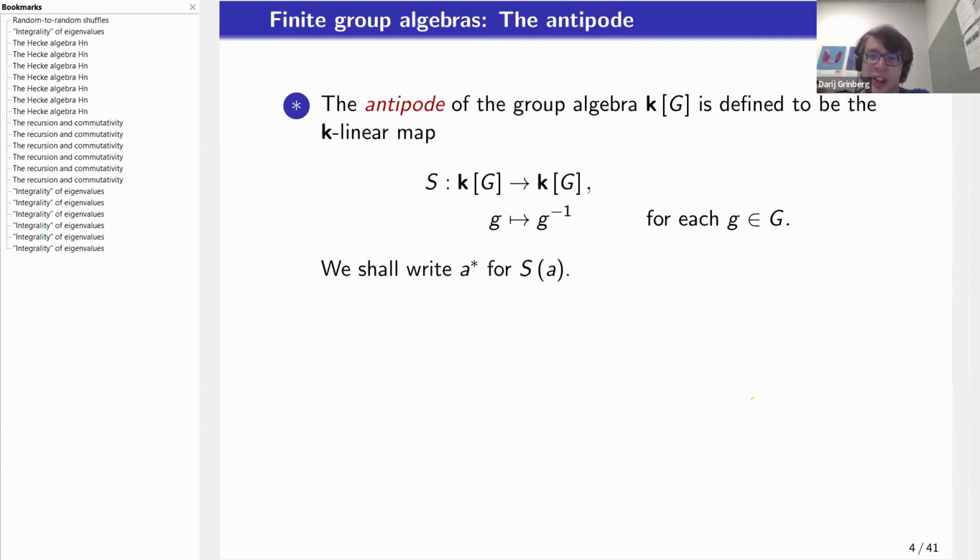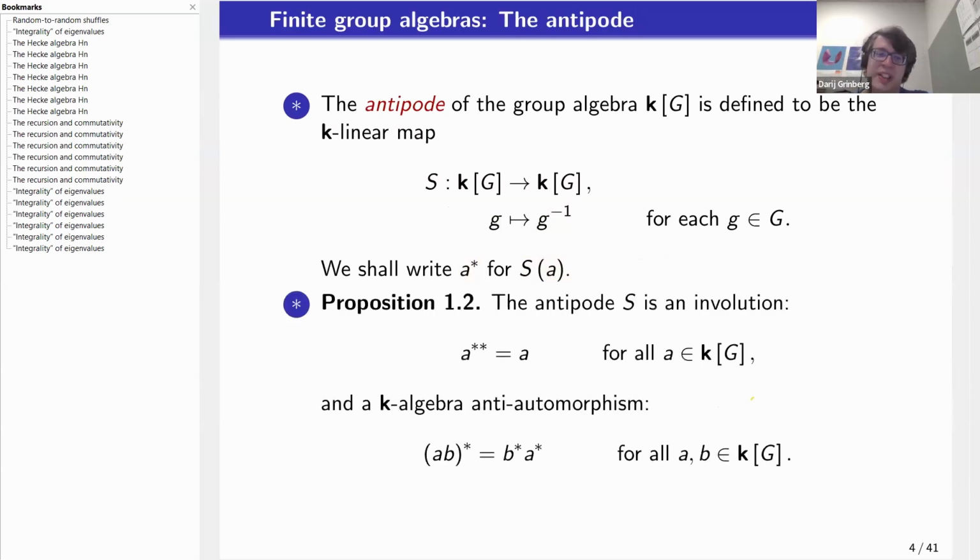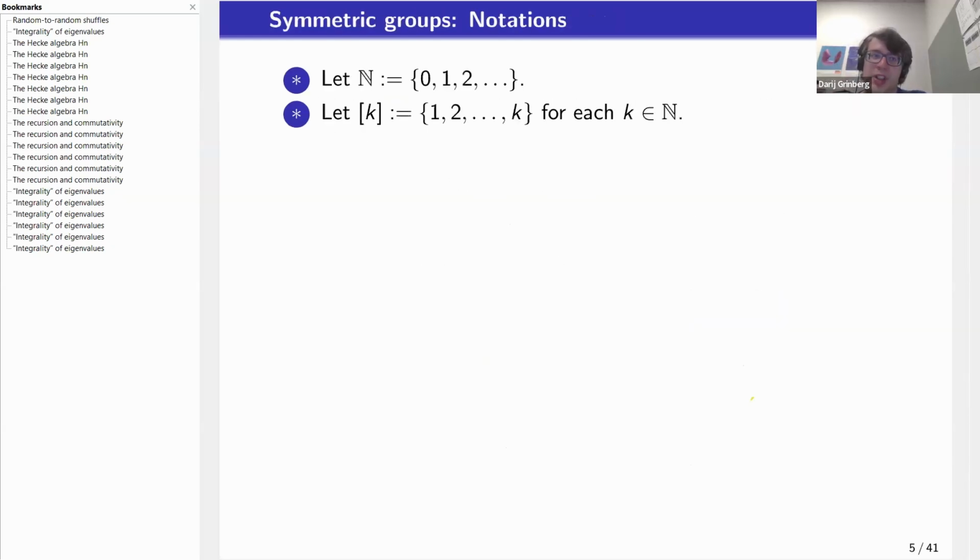One more general feature that group algebras have is the antipode. That's just a linear map that sends every element of the group to its inverse. And when you apply this map to an element A, you call it A star. So the star is the map. Notice that A star star is always A, so this is an involution. And also (AB) star is B star A star, so it is an anti-automorphism of the group algebra.